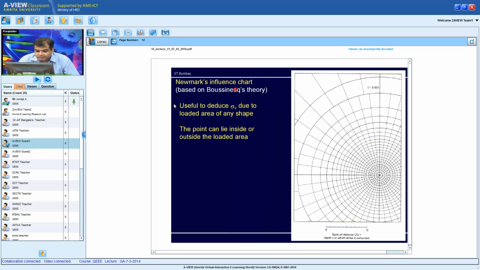The next one is Newmark's influence chart. I would not do this because I think we are running out of time. But again, this chart is based on a scale. Whenever you see such a chart in any textbook, remember again it's based on Boussinesq's theory. There will be a scale. This scale is shown on the figure at the bottom.